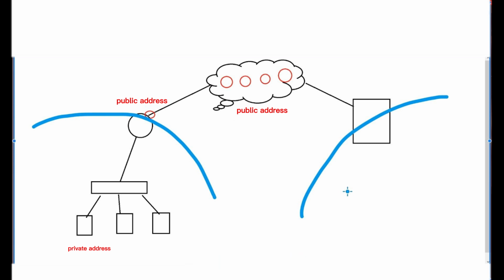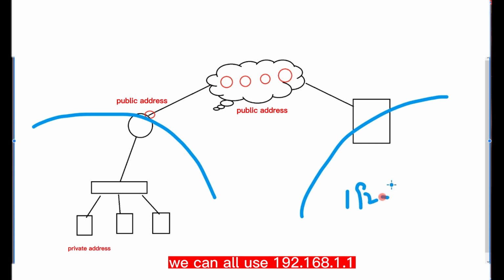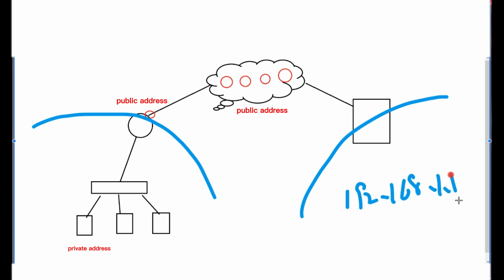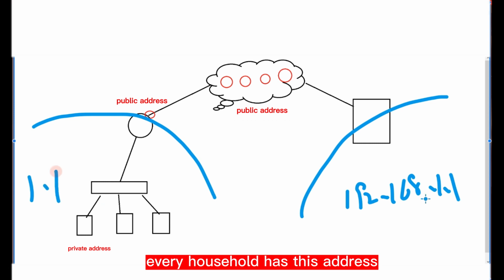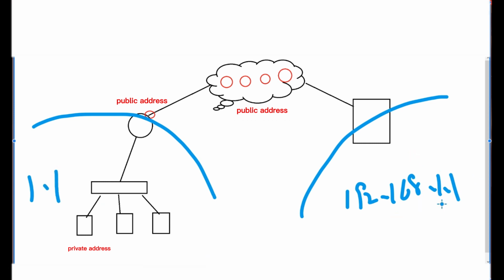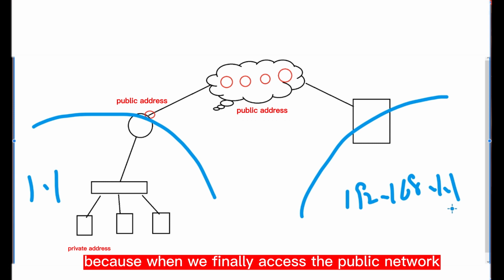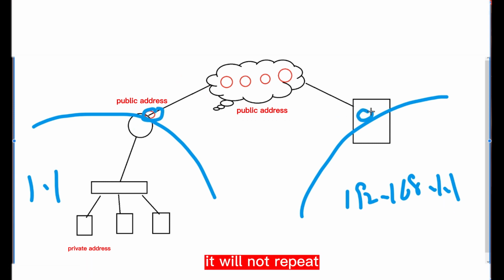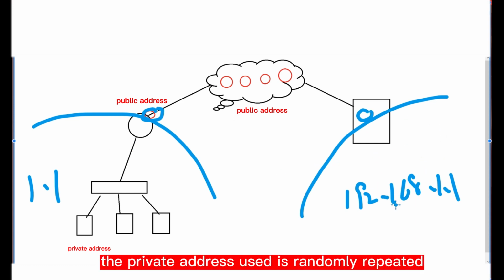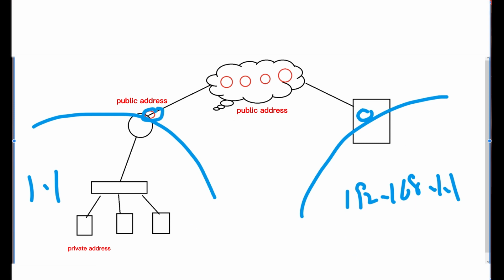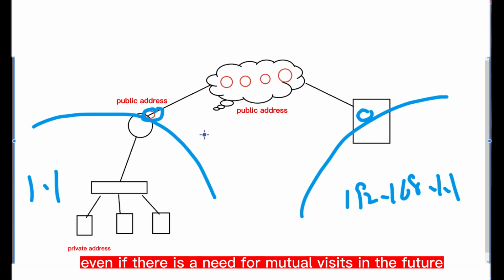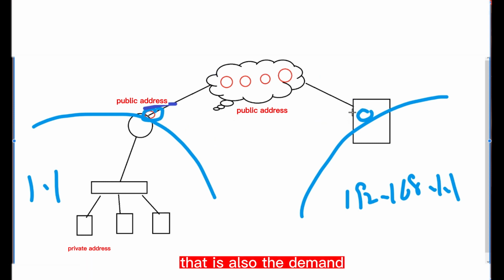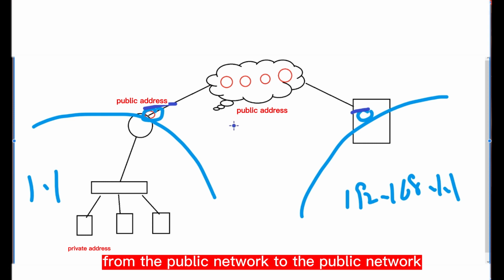For example, we can all use 192.168.1.1. Every household has this address. Why not repeat? Because when we finally access the public network, the converted address is a public address. It will not repeat. But within each organization, the private address used can be repeated freely, because they do not communicate. Even if there is a need for mutual visits in the future, that is also a demand from the public network to the public network.